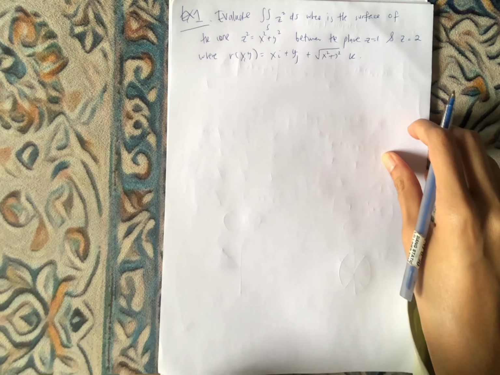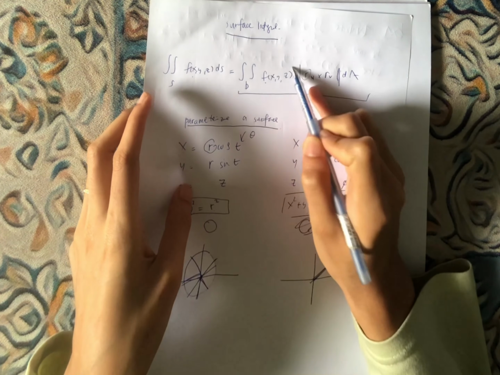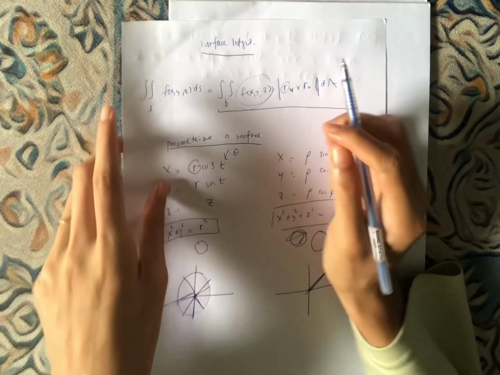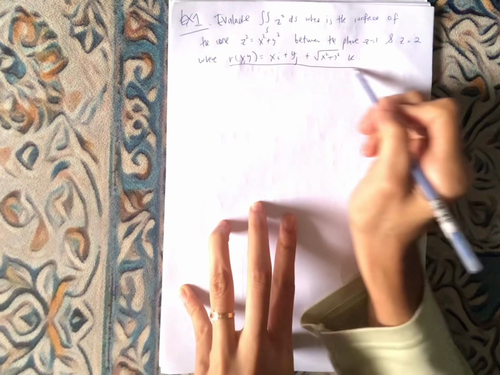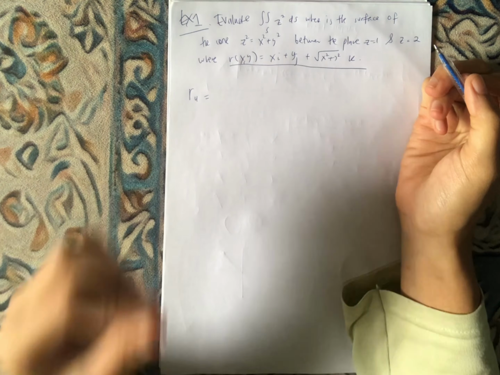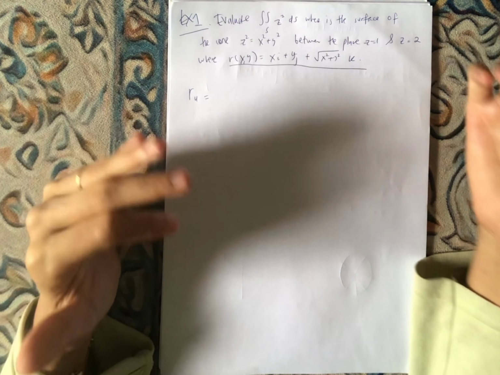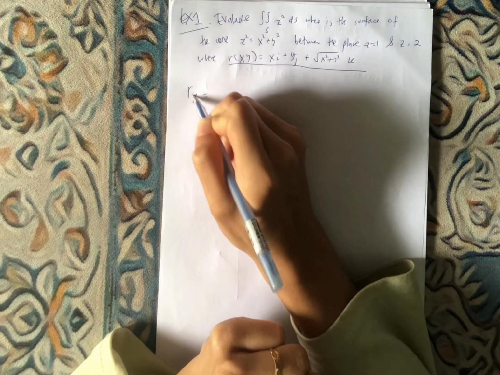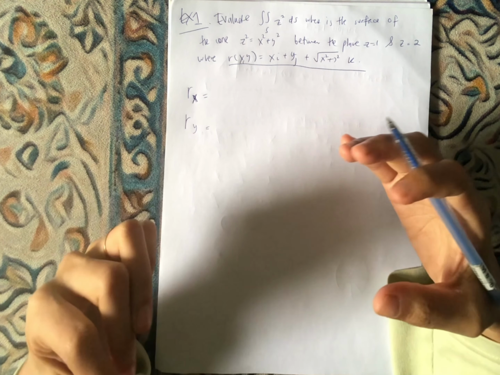So what we need to do first: you can see that this is the equation. Based on this formula, just refer to the formula here. You already have the f. Then what we need to do now is find your Ru and Rv first. This is the equation for r, so what Ru means is you just differentiate r with respect to u. But from this question, they have no u and no v, so it will be Rx and Ry.